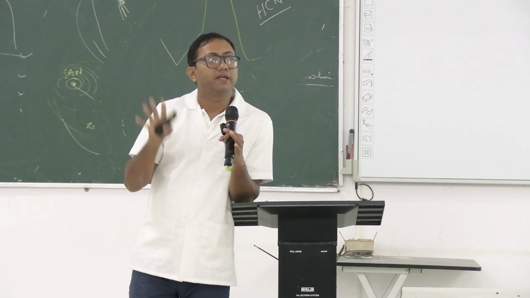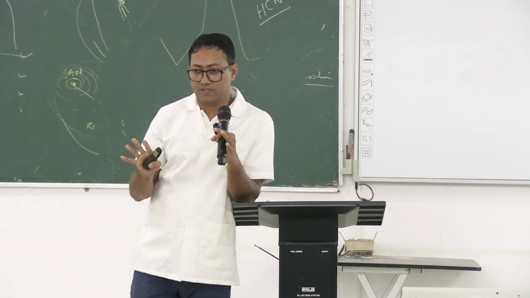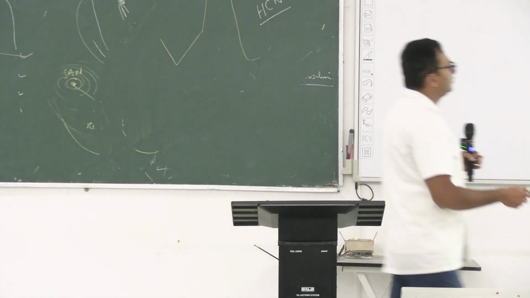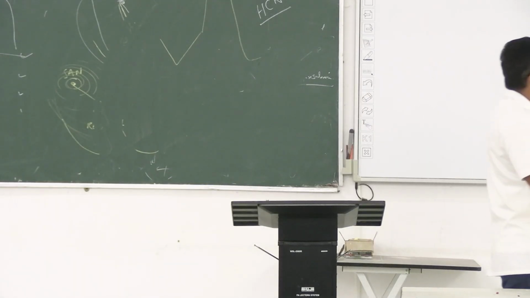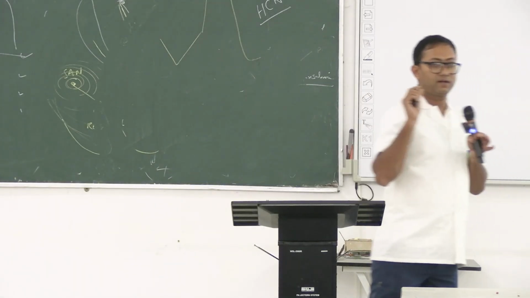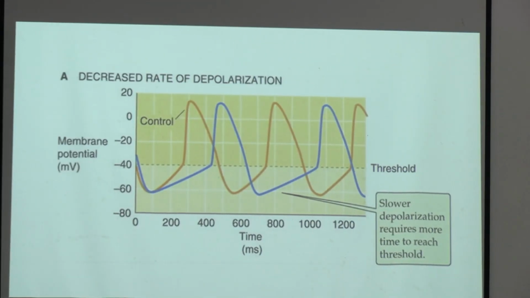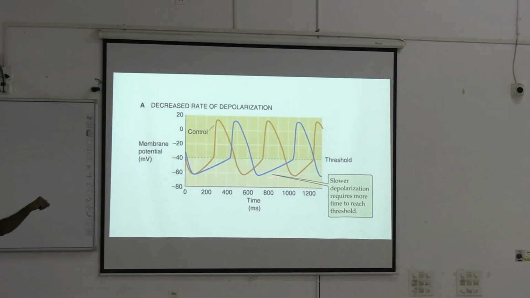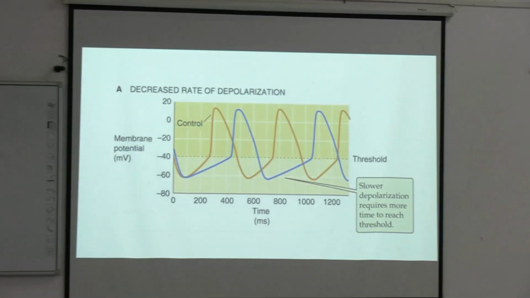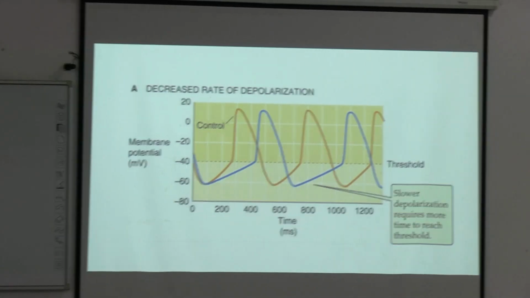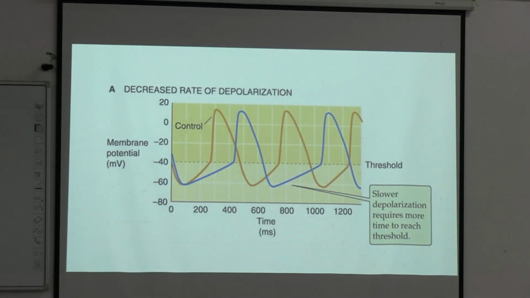And the examples are ivabradine or beta blockers, right? Ivabradine or beta blockers. So what is happening? You check this. So here is the situation where we are giving some drug to the patient. Before application of drug, it was the control, the orange color, and after the application of drug, you see the blue color, right? So here phase 4 is more flat and heart rate is reduced, okay? And this is mostly due to the effect of ivabradine or beta blocker, right?